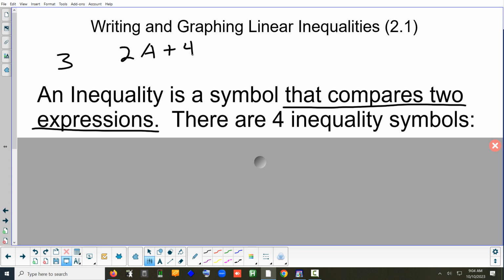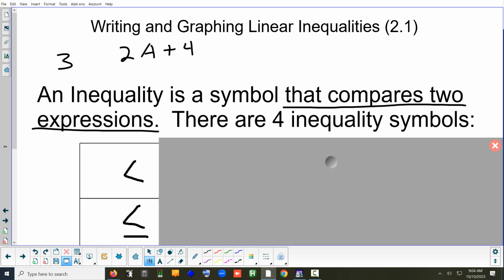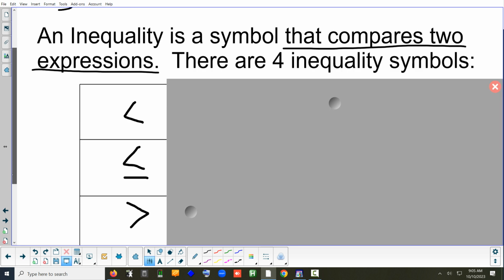3 and 2a plus 4. So on the left is a numeric expression. It's a number. On the right is an algebraic expression. And then there's a choice of 4 different symbols we could put between them. There's one of them. If I do that, that's an inequality. 3 is less than 2a plus 4. So there's 4 different inequality symbols.